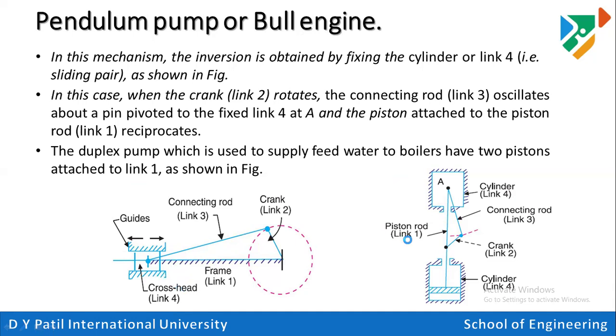Similarly, we have duplex pump that is used to supply feed water to the boiler and has two pistons, which is shown in that particular slot. Okay. So we are just driving this part and we can move that piston, and as per the movement of that particular piston, we can supply that water to the boiler.